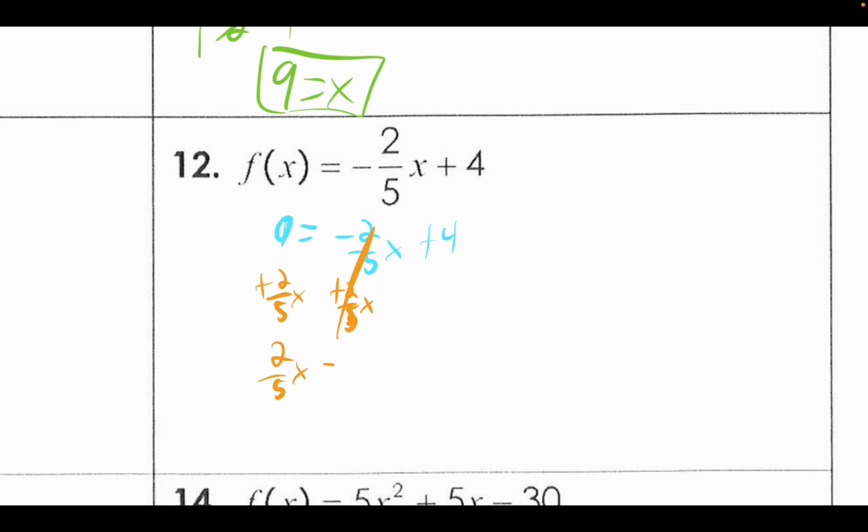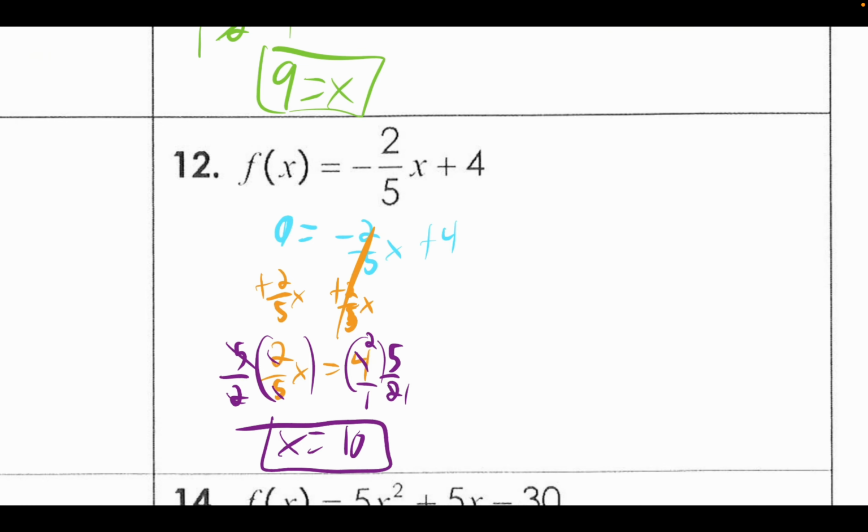2/5 x equals 4. Multiply by the reciprocal on both sides, 5/2. Had you subtracted 4 on both sides in the previous step, you'd be multiplying by a -5/2 in this step. And you get x equals, so I reduce the 4 and 2 to 2 and 1, x equals 10.